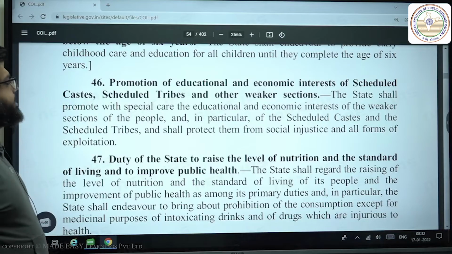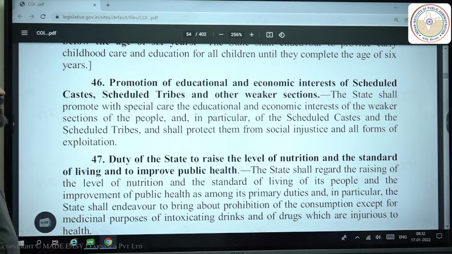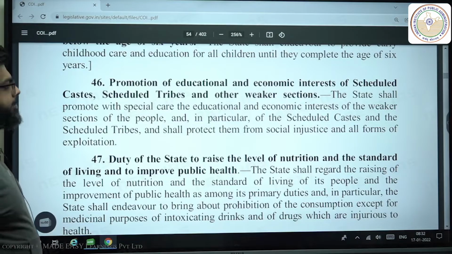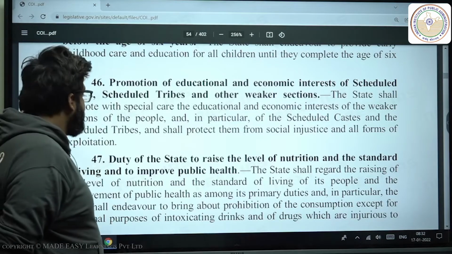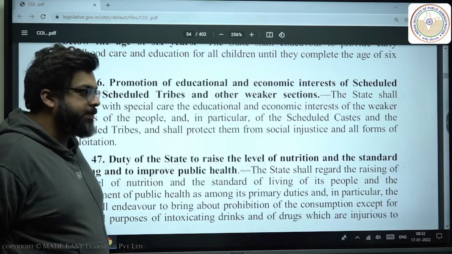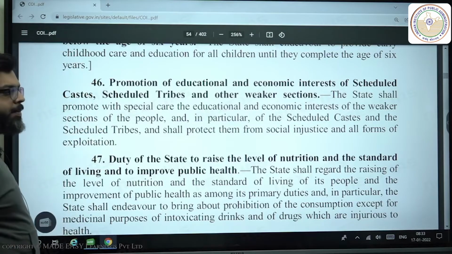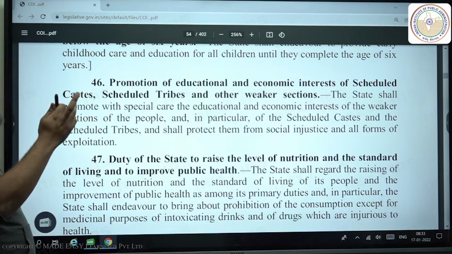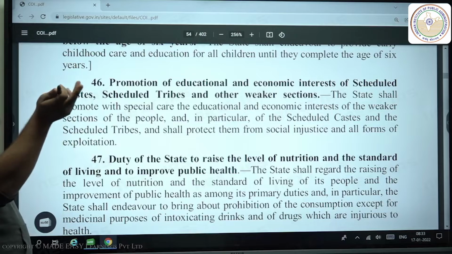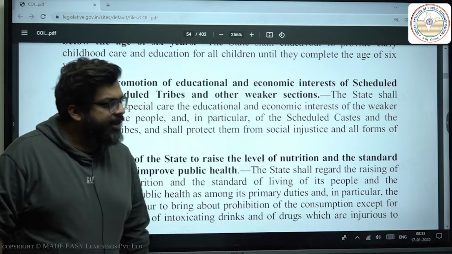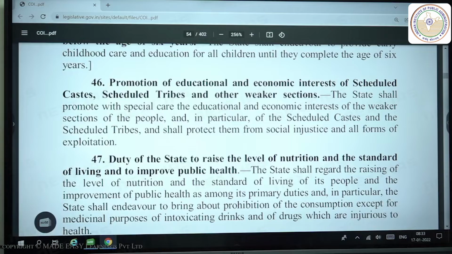It says, the state shall promote with special care the education and the economic interests of the weaker sections of the people, and in particular of the scheduled castes and scheduled tribes, and protect them from social injustice and other forms of exploitation. So, when we say the government can implement it, it means both the center and the states can implement it when they want to, how they want to, and if they want to, right? So the facts of this case are in relationship with Article 46. I'll run you through the facts. They're actually very simple facts. So let's understand this.